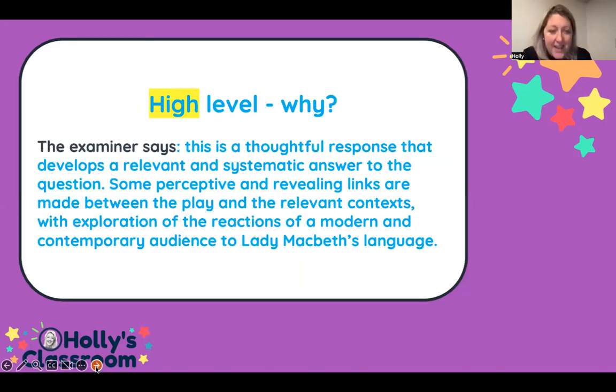So the examiner says this is a thoughtful response that develops a relevant and systematic answer to the question. Some perceptive and revealing links are made between the play and the relevant contexts, with exploration of the reactions of a modern and contemporary audience to Lady Macbeth's language. Whilst that does sound a bit wordy, what the examiner is saying is that some links have been explored for AO3, which is strong, but it says some. So maybe more thorough or detailed links to AO3 would be what this essay needs to boost it up to a grade 9.